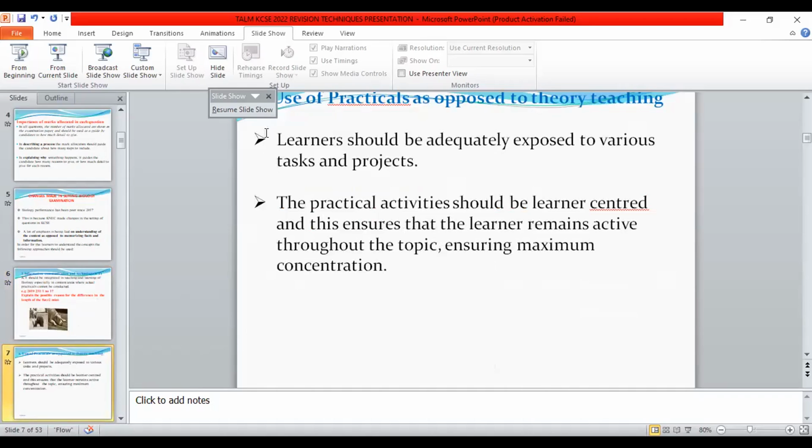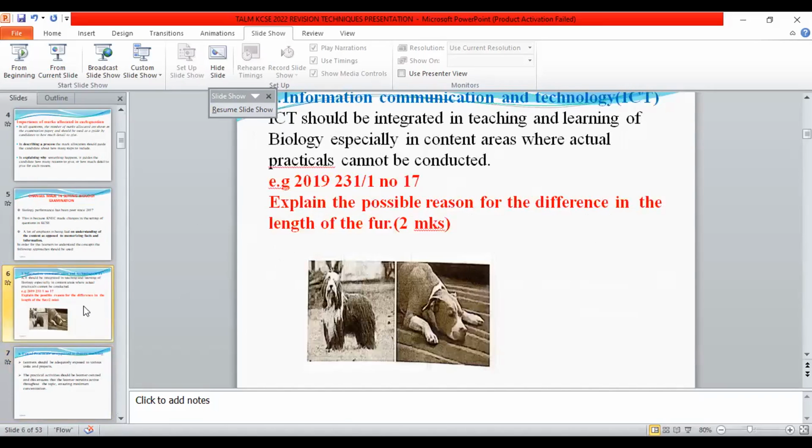If you look at that slide which has just been removed, you can see the question that was set in 2019, number 17, where students were told to give the possible reason for the difference in the length of the farm. These are two animals whose photographs have been taken. They are photographs that we may not find in the country where we are, but if we download them and share them with our learners, we can set such a question to them, and they can practice the skill of knowing that it is not only the diagrams in the textbooks that can be set in the examination.